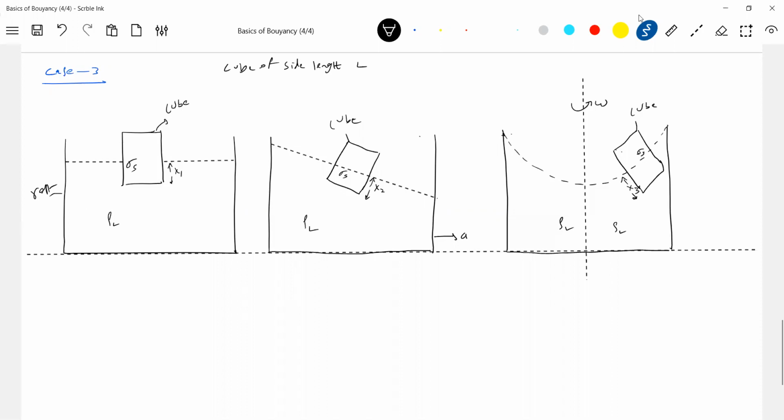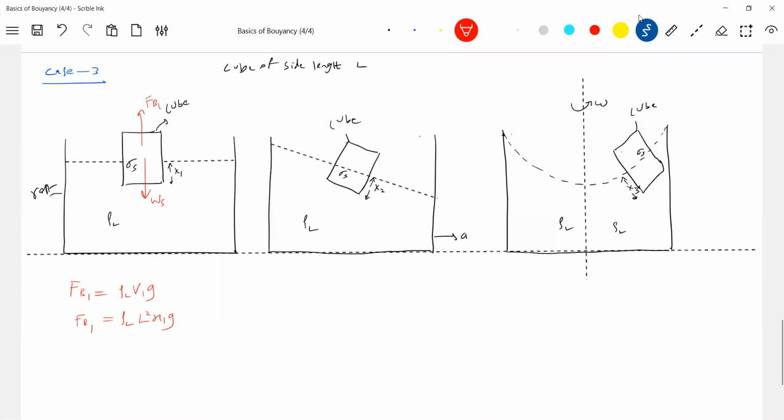Let's analyze one by one. Let's come to the first case. So what are the forces? Buoyant force FB1, I'll write it, and the weight of the solid. So what is the buoyant force equal to? Density of liquid, volume immersed V1, into g. What is the volume immersed? A into X1, or L square X1, into g.